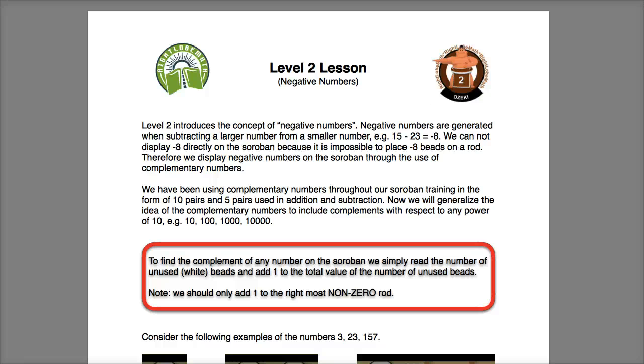Now we can't directly display the answer minus 8 on the soroban because it's impossible to place minus 8 beads on a rod. Therefore, we're going to display negative numbers through the use of complementary numbers. We've been using complementary numbers throughout our soroban training in the form of 10 and 5 pairs. Now we'll generalize the idea to include complements with respect to any power of 10.